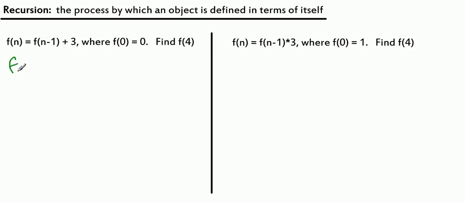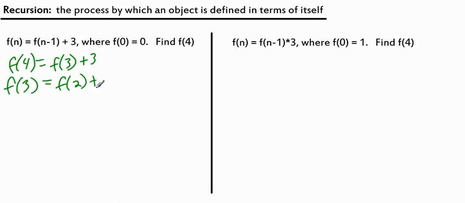In order to figure out f of 4, we're going to have to take f of 3 plus 3. If you let n equal 4, then n minus 1 becomes 3. And that's great, except we don't know what f of 3 is. So how are we going to figure out f of 3? We're going to apply the definition again. F of 3 is f of 2 plus 3. But we're in the same boat. We don't know what f of 2 is. So we're going to figure out f of 2 in terms of f of 1, which will be f of 1 plus 3.